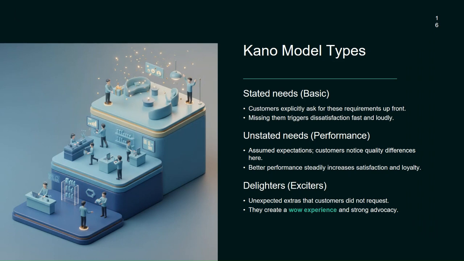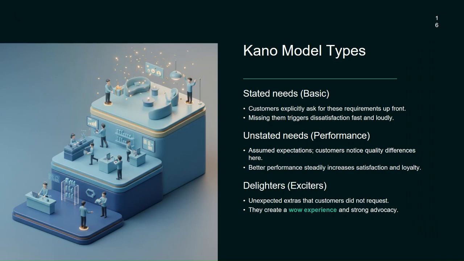Next, we are going to the Kano model. The Kano model has three different aspects: stated needs, unstated needs, and delighter. A delighter always creates a wow experience. Stated needs are basic, it's a KPI, right? The customer explicitly asks for this requirement: I want 100% manpower, I need 100% uptime, I need zero incidents. These are stated needs required by the clients.